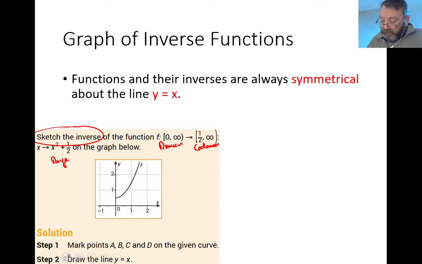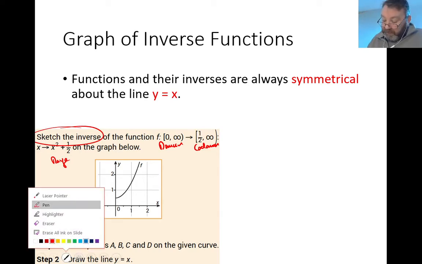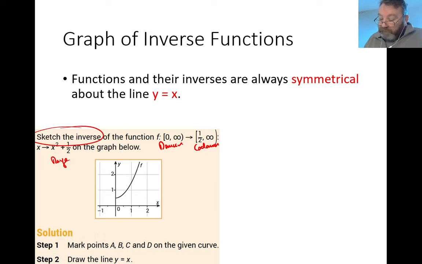Now let me see if I can do this in a different color. I don't know whether I can or not. Oh, I can. Let's do it in blue. Okay, so what's the line y equals x? My advice number 1: draw y equals x. That means put a point at 0, 0, 1, 1, 2, 2. So draw that line like that. Okay, so there's y equals x.